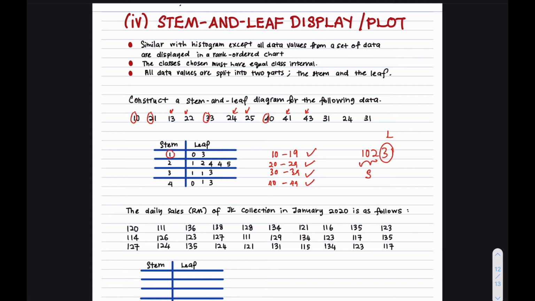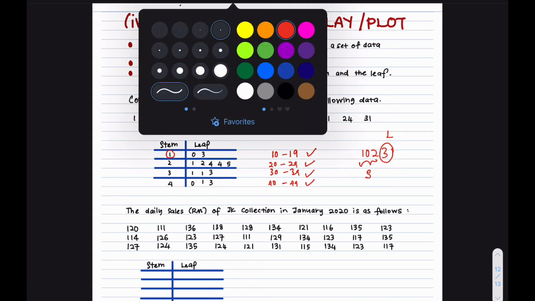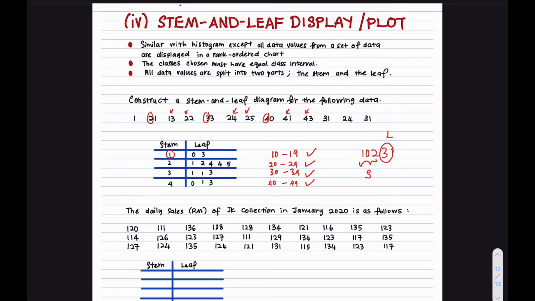So kalau awak tengok nombor kita yang pertama adalah 10. So leaf dia adalah 0. So kita letak 0. Mana lagi yang nombor depan dia 1? So this one is the leaf 3. And no more. And then the next stem is 2. Mana nombor yang depan dia 2? So this one is the first one, 1. And then we have 2. And then we have 4. And then we have another 4 here. And then we have 5. You need to arrange mengikut order, susunan yang betul.